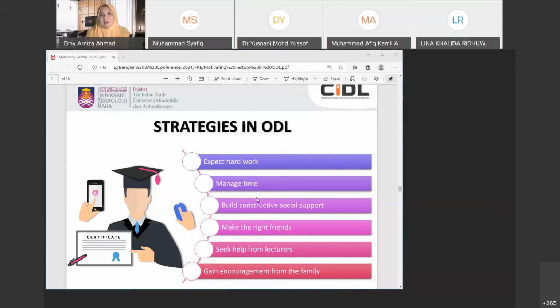If not, you have your academic advisor, so talk to them. And then gain encouragement from the family. This is one of the challenges, or maybe not a challenge, but having support from the family is one of the main, or important factors, to get support from the family instead of your friends. So these are the strategies in ODL.